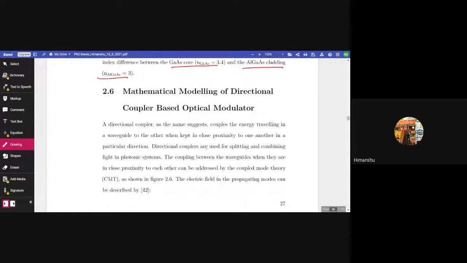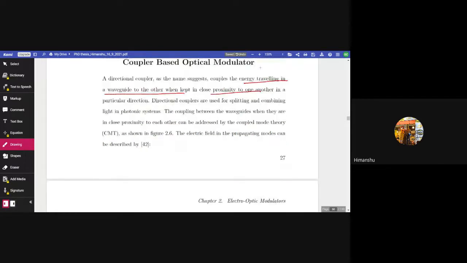So coming to section 2.6, the mathematical modeling of directional coupler based optical modulator. A directional coupler, as the name suggests, couples the energy traveling in a waveguide to the other when kept in close proximity to one another in a particular direction. Directional couplers are used for splitting and combining light in photonic systems. The coupling between the waveguides when they are in close proximity to each other can be addressed by the coupled mode theory, as shown in figure 2.6.